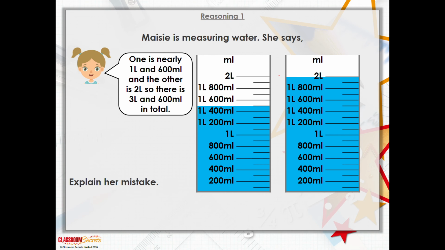Maisie is measuring water. She says one is nearly 1 litre and 600 millilitres and the other is 2 litres. So there is 3 litres and 600 millilitres in total. Explain her mistake. So where has she gone wrong? Can you pause the video now, have a look at this question and find where she's gone wrong? Can you explain the mistake? And can you tell me how much she does have in total?